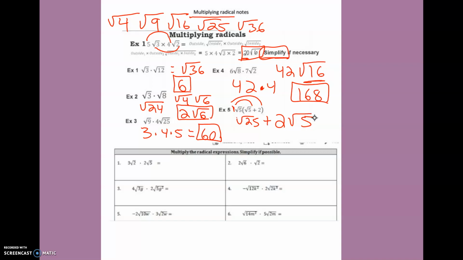And then I want to clean this up a little because I noticed that my perfect square is 25, which becomes a 5 plus 2 radical 5. That looks like an ugly answer, but that's our answer.